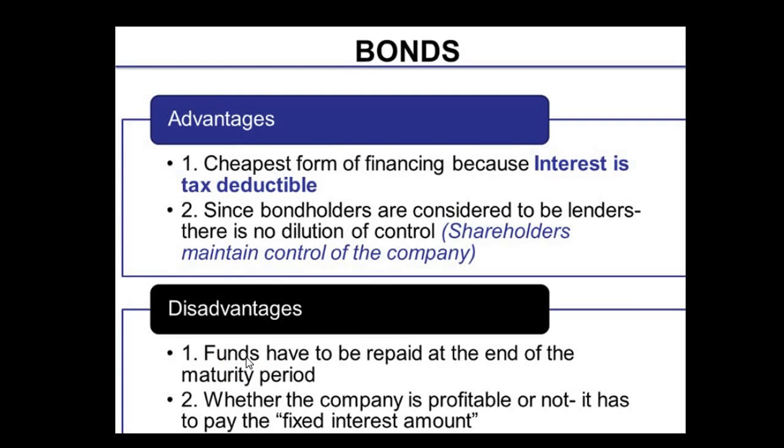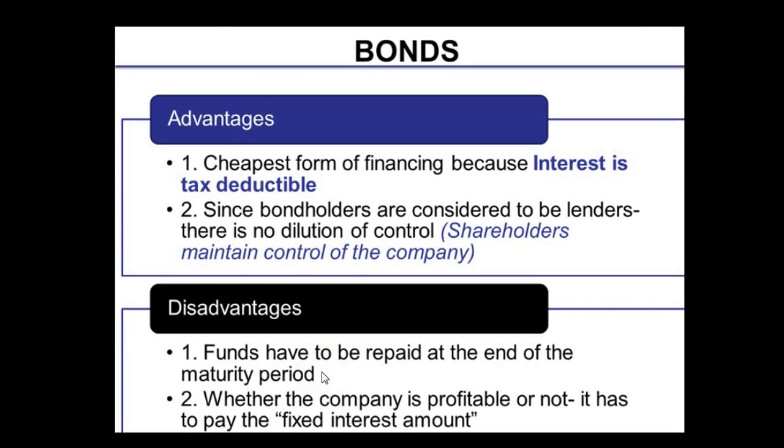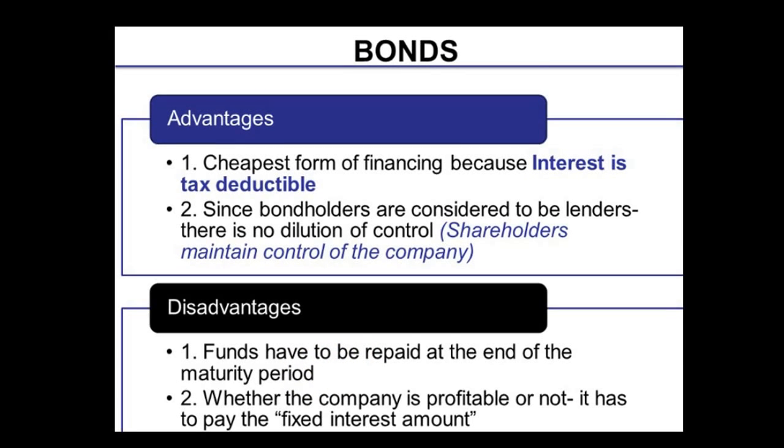The first disadvantage is that funds have to be repaid at the end of a maturity period, because bonds have a specified maturity period at the end of which the principal amount of the bond has to be repaid to the bondholder. Whereas in case of shares, the shares do not have any maturity period, so the company does not have to bother about repaying the funds which have been raised by issuing shares.